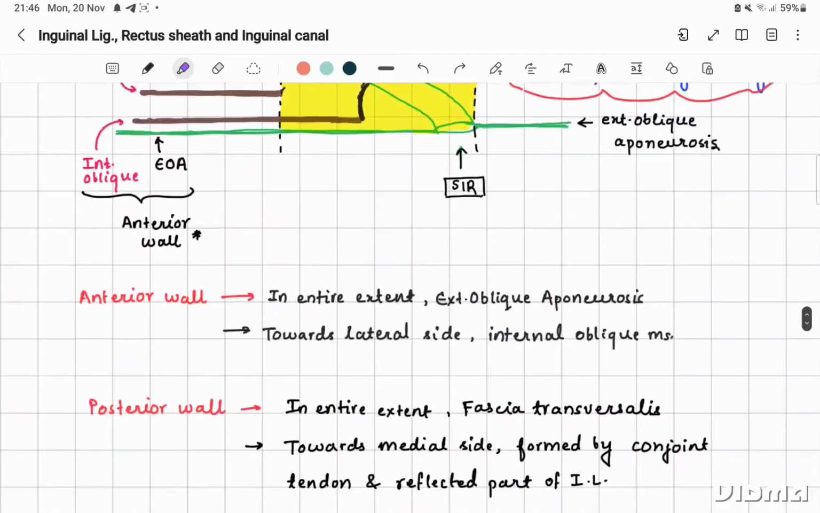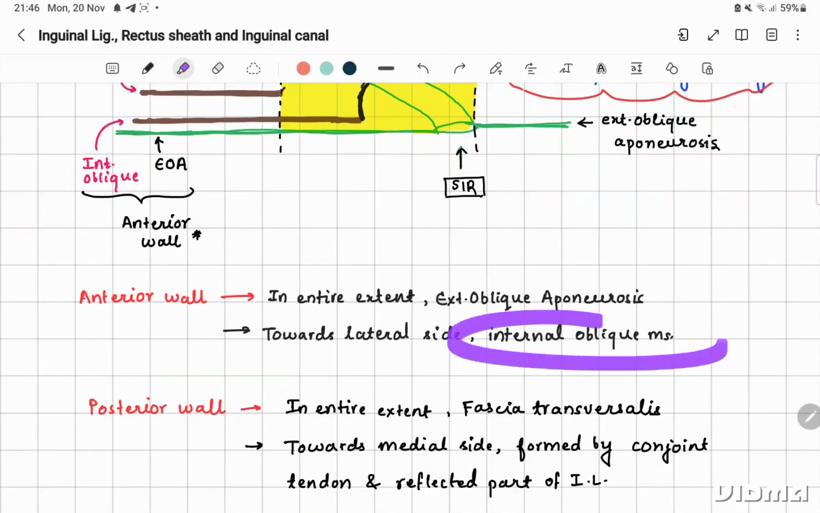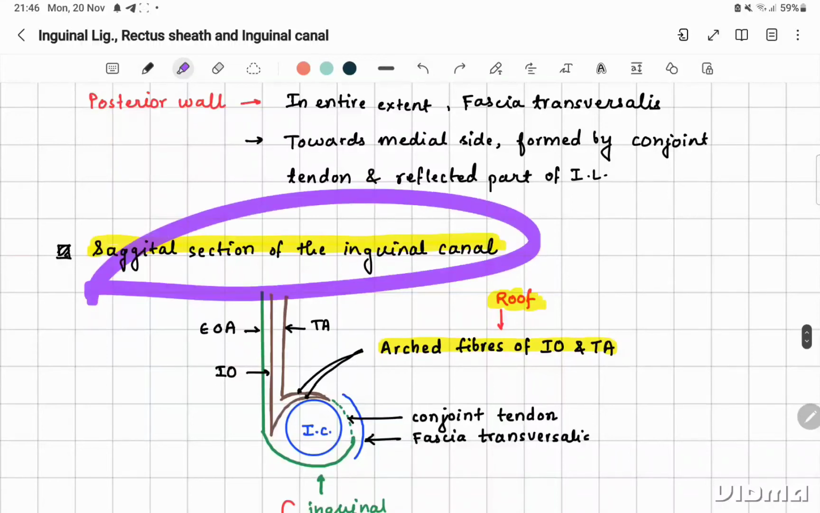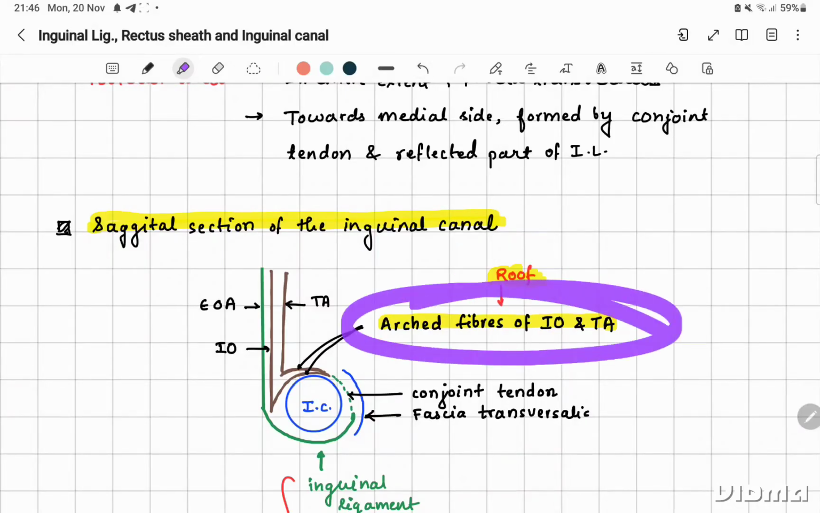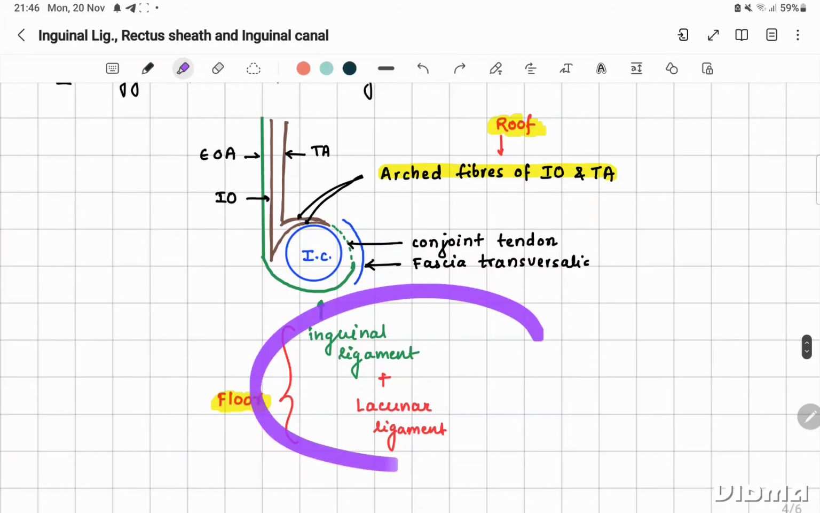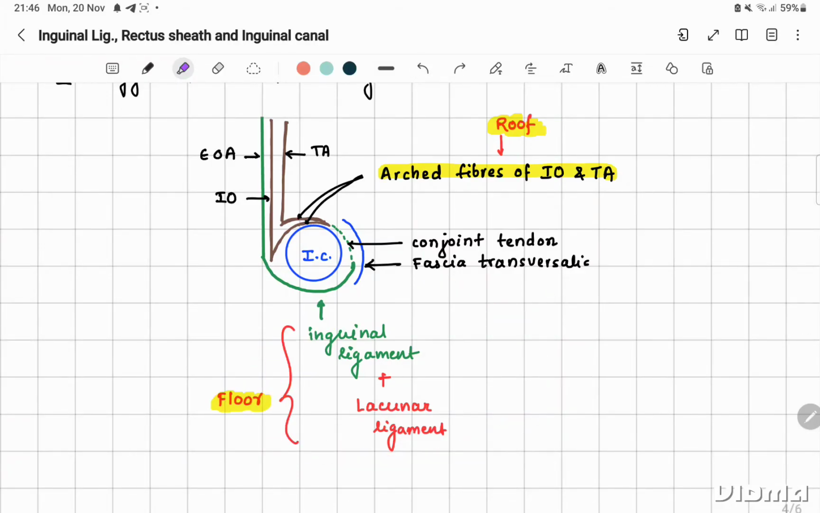So let me revise. Your anterior wall is formed by external oblique aponeurosis and your internal oblique muscle. The posterior wall is formed by your fascia transversalis, conjoint tendon, and the reflected part of inguinal ligament. In sagittal section, the roof is formed by the arched fibers of internal oblique and transverse abdominis, and the floor is formed by the inguinal ligament and your lacunar ligament. These are forming the floor.